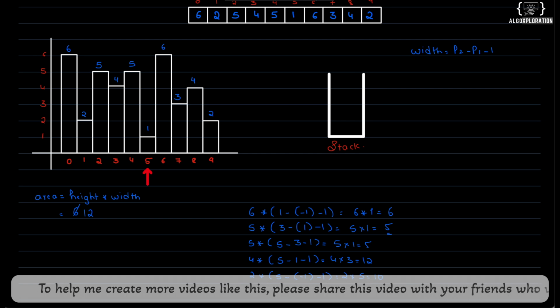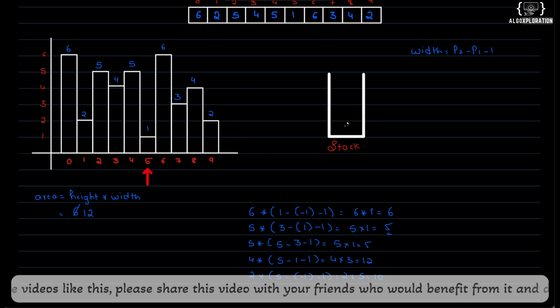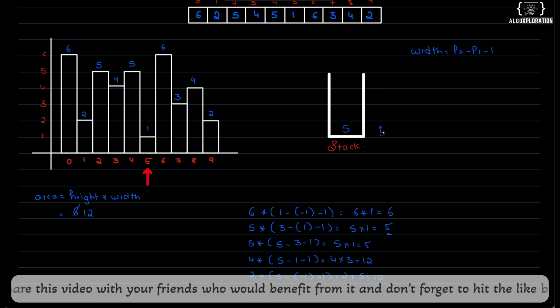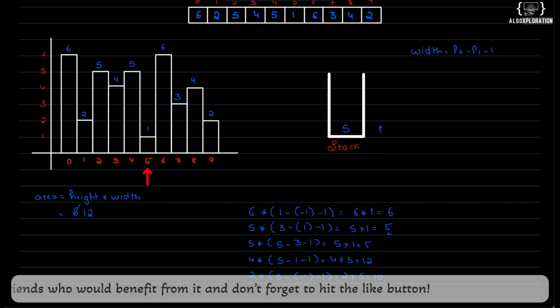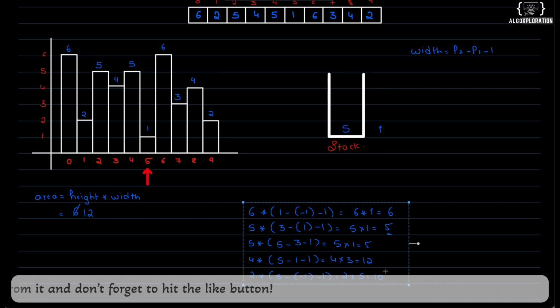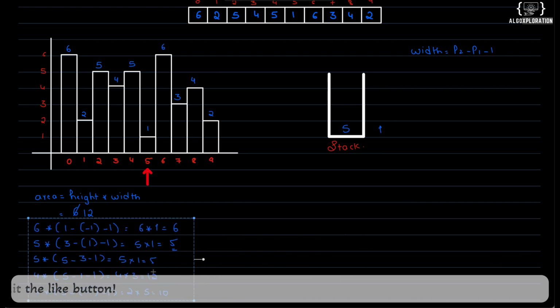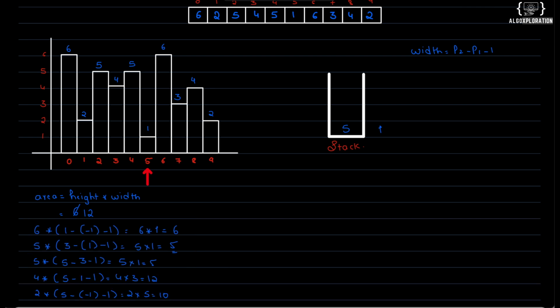So I'll not update it. And after this, I need to push index 5. Over here, the value is 1. I believe that you are getting it. Now let's continue. Now I'm pointing at index 6. Over here, the value is 6. And I don't see any next smaller element. So I'll simply push it. Index 6, the value is also 6.